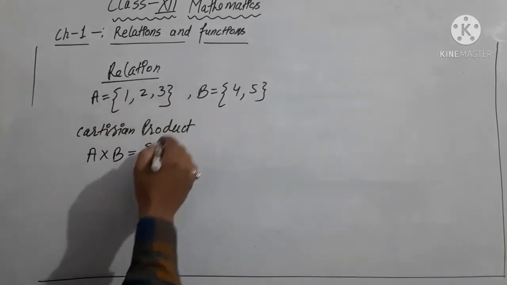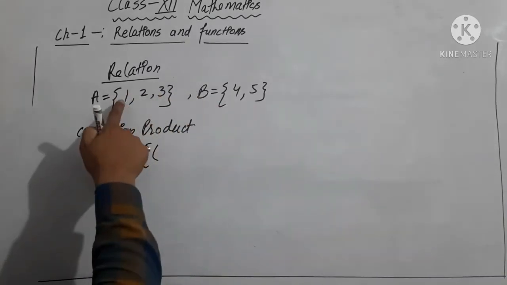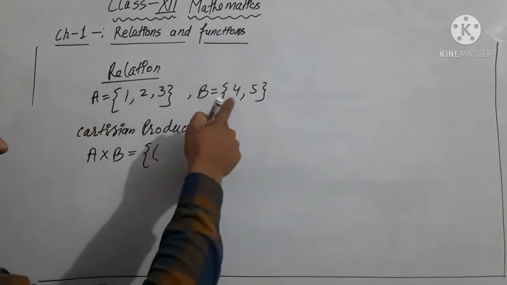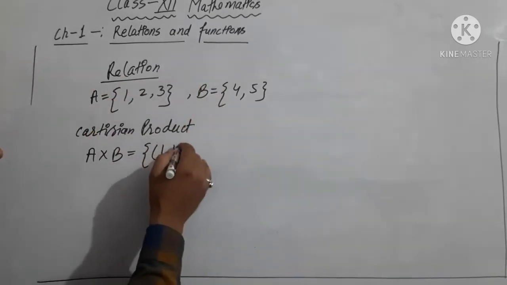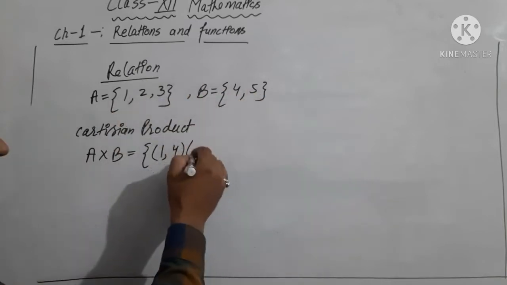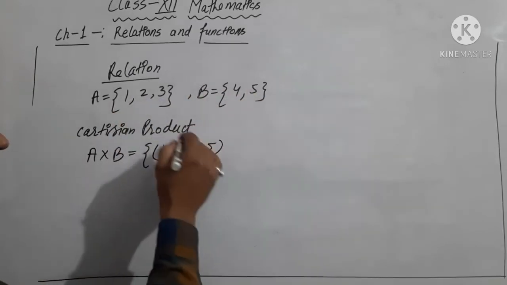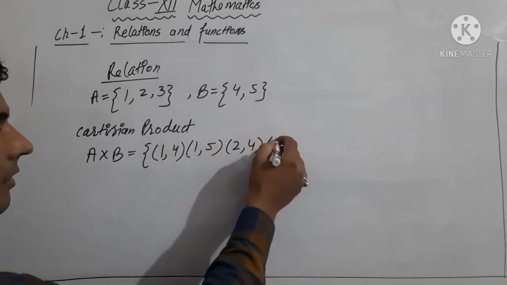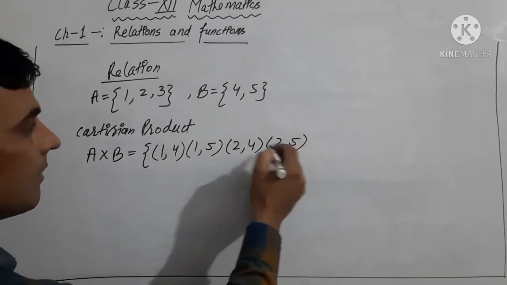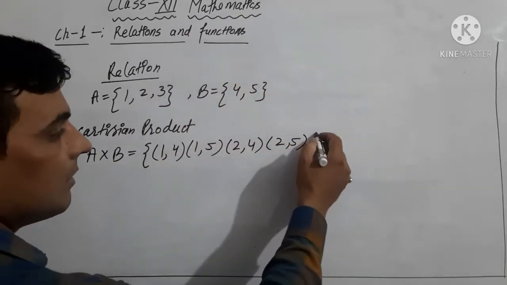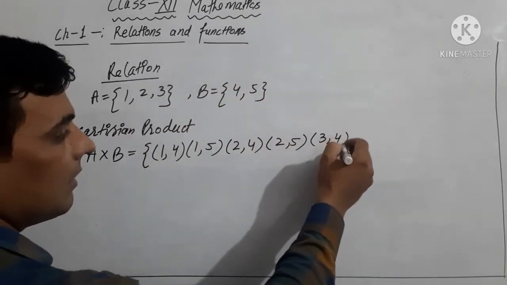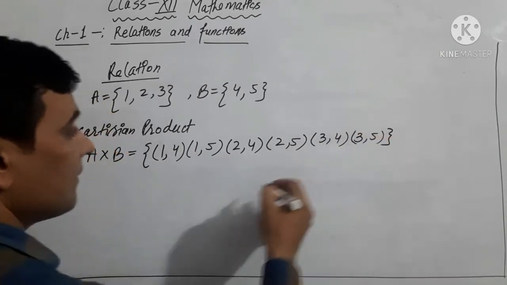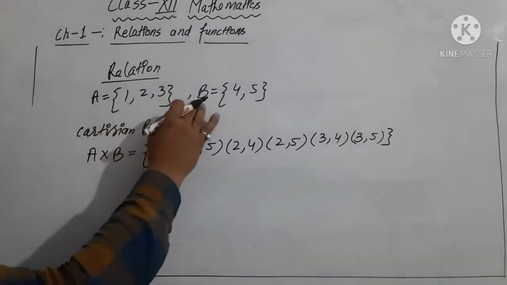Okay. So I am writing in the form of ordered pair. You know very well ordered pair. What are ordered pair? 1 4, 1 5, 2 4, 2 5, 3 4 and 3 5. This is the Cartesian product of these two non-empty sets.